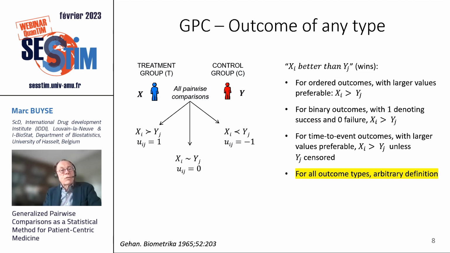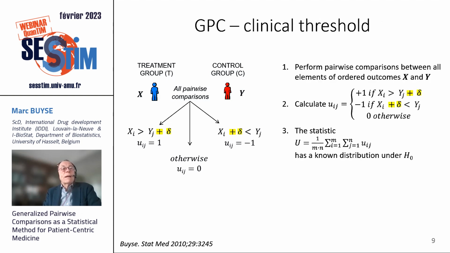For a time to event outcome, Ed Gehan, much later, showed that, in fact, you can use the Wilcoxon test, but you've got a problem with censored observations. And so you have to adapt the Wilcoxon test to account for the fact that some observations are censored, and that can be easily done. But for other types of outcomes, we could have outcomes that are completely arbitrary. We can then use an arbitrary definition of what we mean by better than or worse than. We can go beyond that.